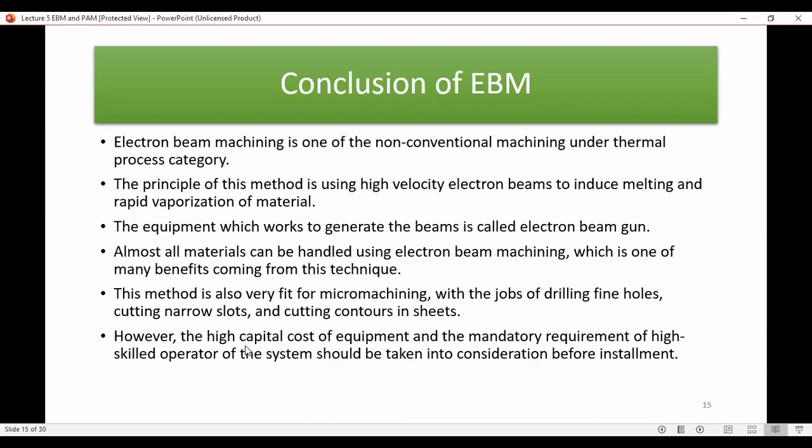So you have to look at the high capital cost incurred for the initial investment of the equipment, and also the skill set of the operator to operate and maintain the system, and also the other issues with regards to the X-ray protection system, and so on and so forth, to be taken into consideration before you purchase and acquire this particular system for production. So any questions on EBM?